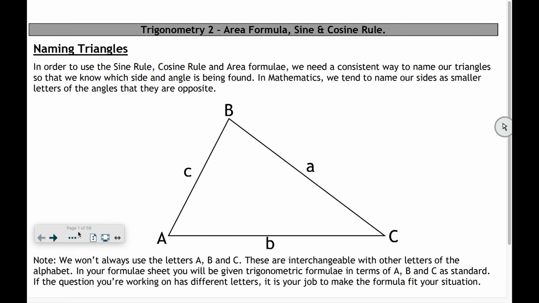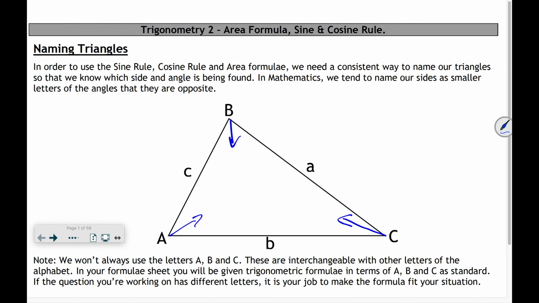Now, the first thing we need to do, before we look at any of these, is look at how we're going to name our triangles, because these formulas are really going to be naming sides and their related angles. So we just need to have a way of doing this. The easiest way to name a triangle is, first of all, we start by naming the vertices, i.e. where the angles are, and then the side opposite the angle is just going to be the small letter version of that angle. So here we have triangle ABC, and you'll see opposite angle A we have side a, opposite angle B we have side b, and opposite angle C we have side c.